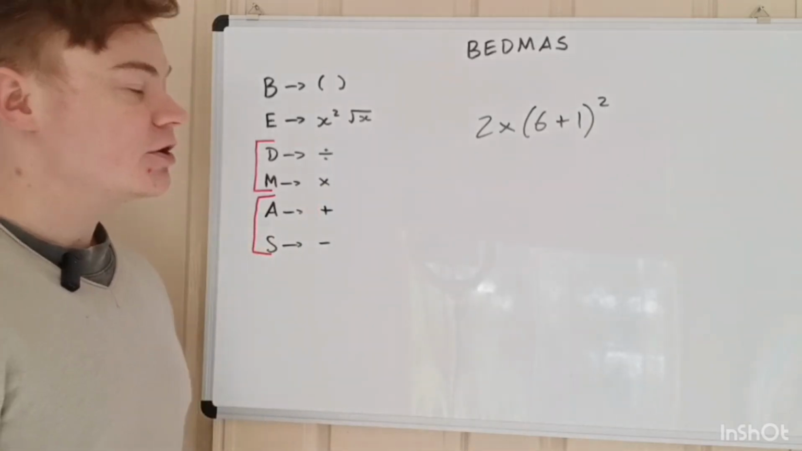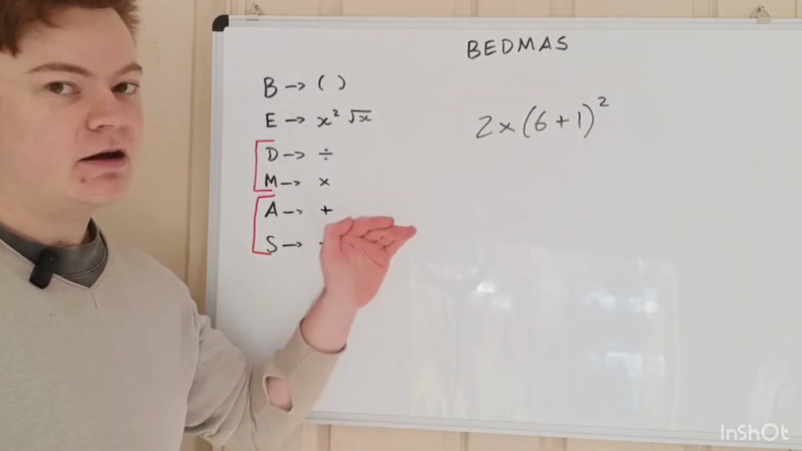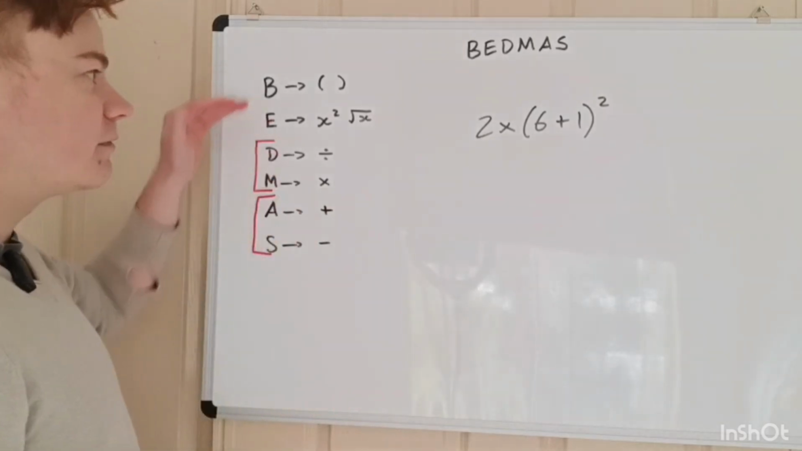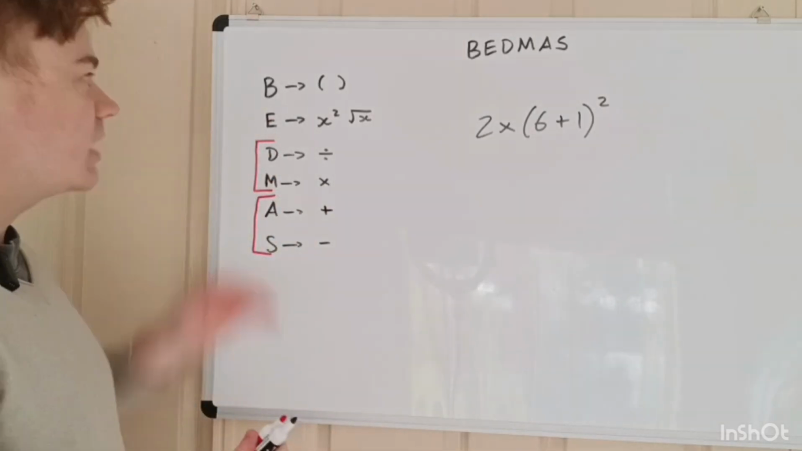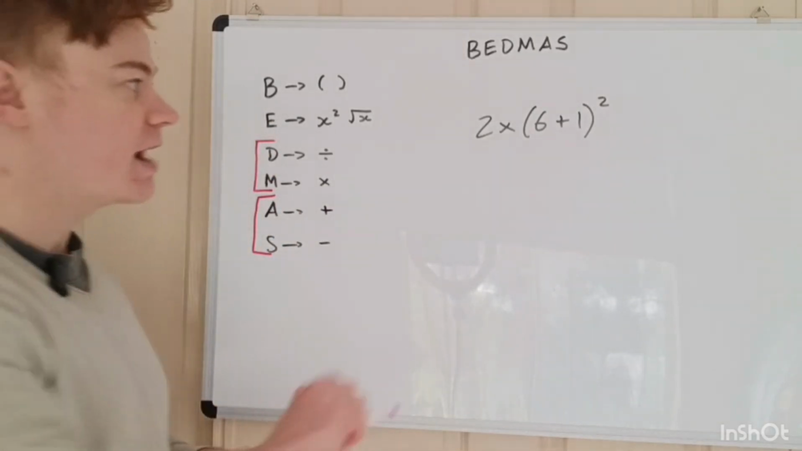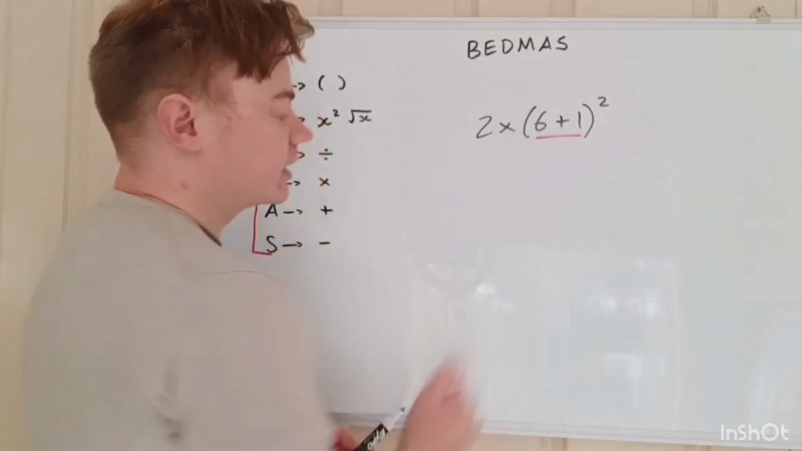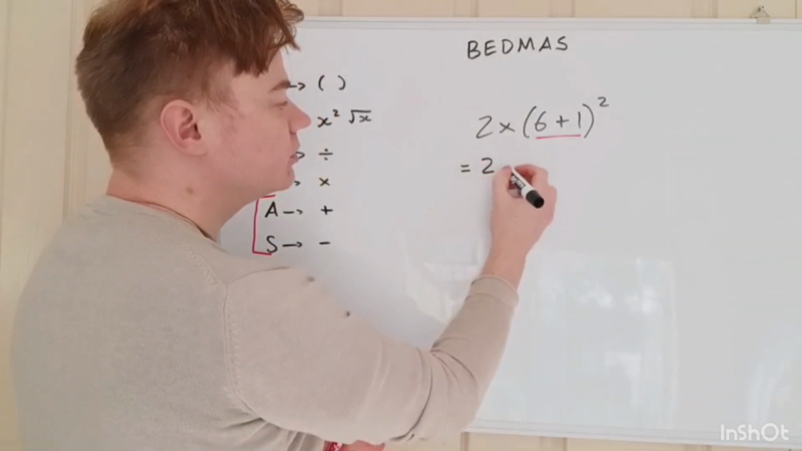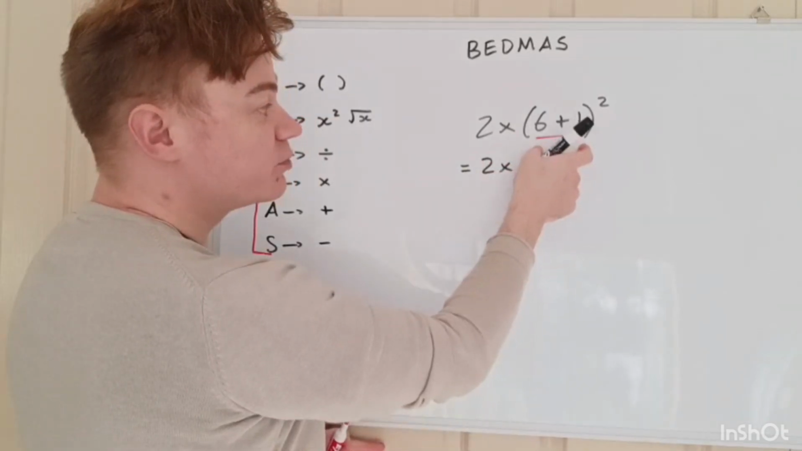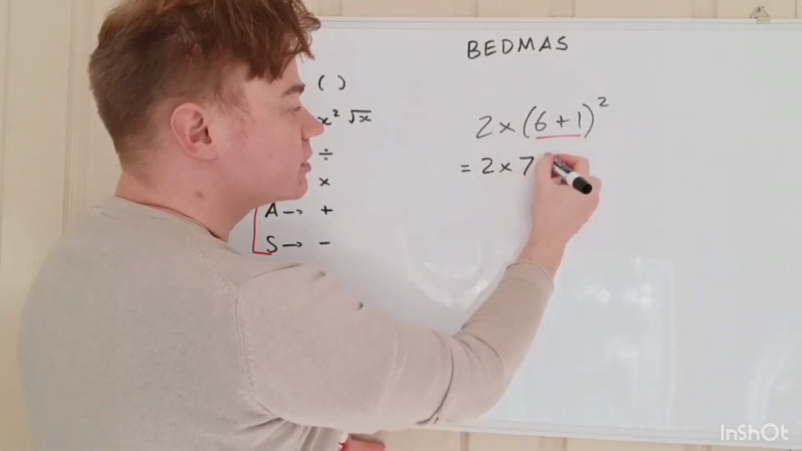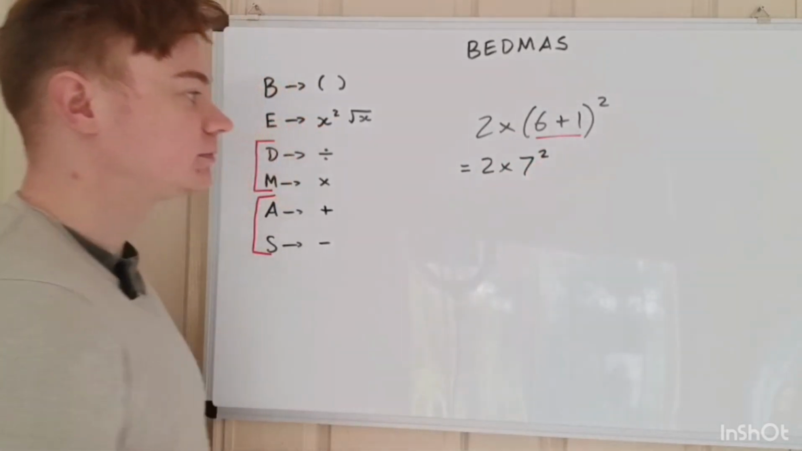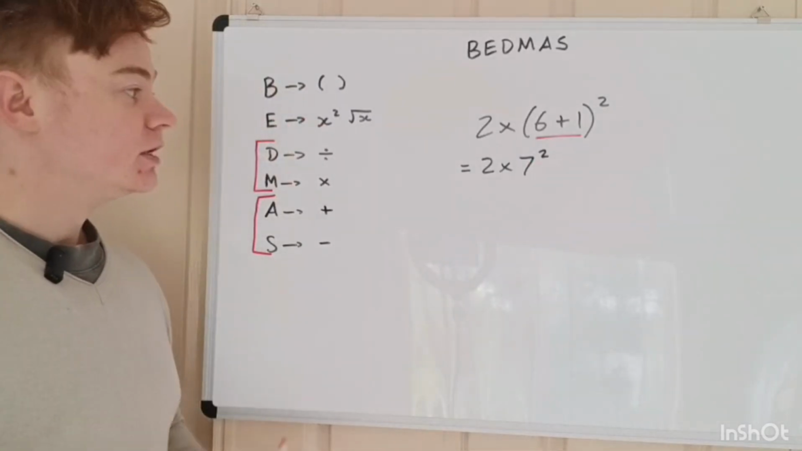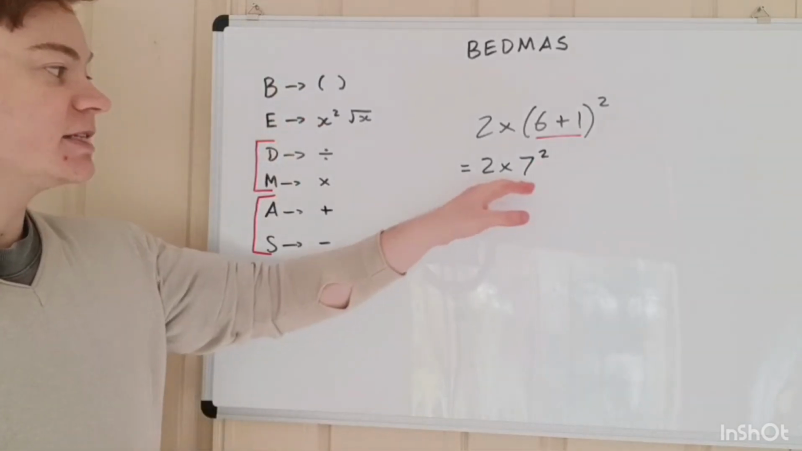Okay, so again, we're just going to go down our BEDMAS line and knock each one of these off one by one. So do we have any brackets? Well, yes, we do. We have 6 plus 1 in brackets. So what we're going to do is we're going to do 2 times, and then 6 plus 1 in brackets is going to be 7. So it's 7 squared. Okay? So now we have 2 times 7 squared.